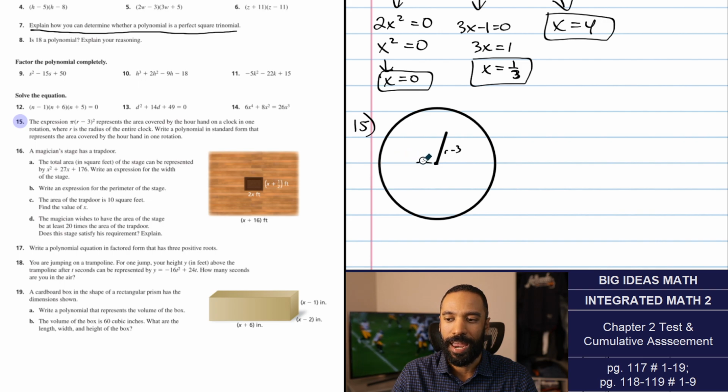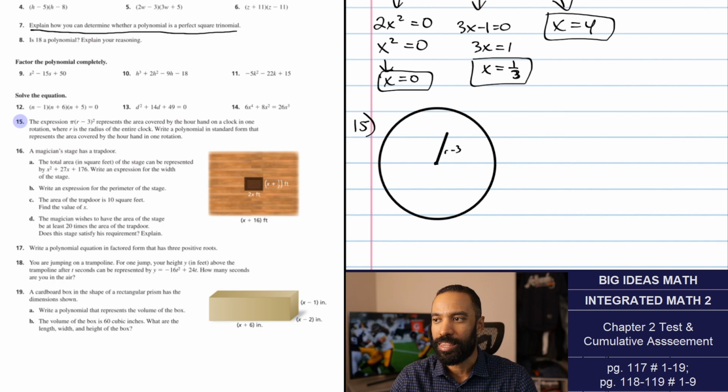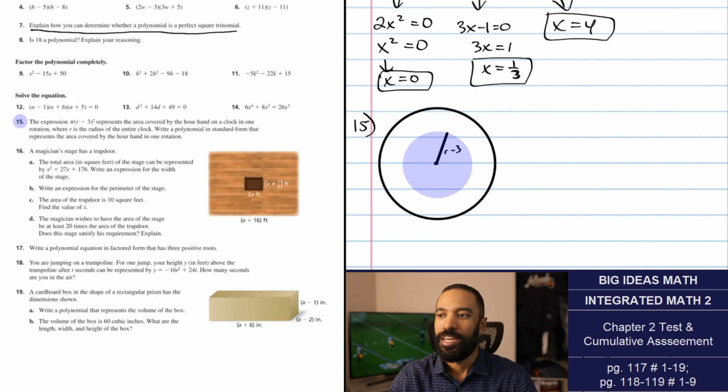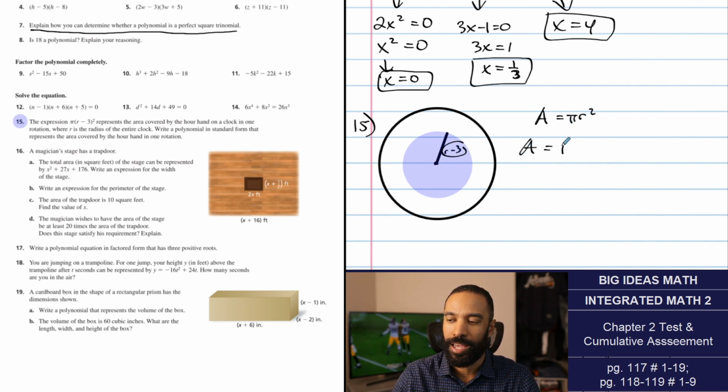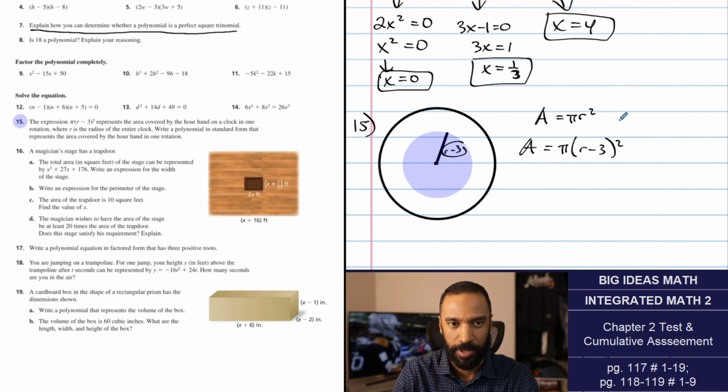And then they talk about the area of the hour hand after one rotation. If this thing does a rotation, it covers basically an imaginary circle. Everything that the hour hand touches would have hit this whole area right there. Now, the area of a circle is pi r squared. But your r, in this case, is r minus 3. So our area is pi times (r minus 3) squared. And that's where that's coming from, just for an explanation.